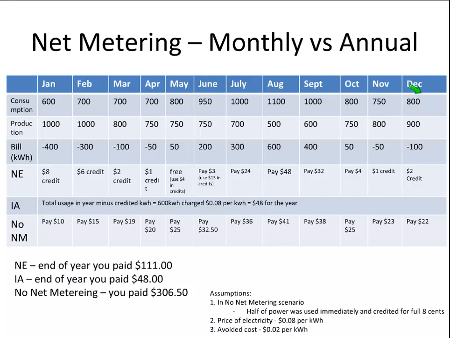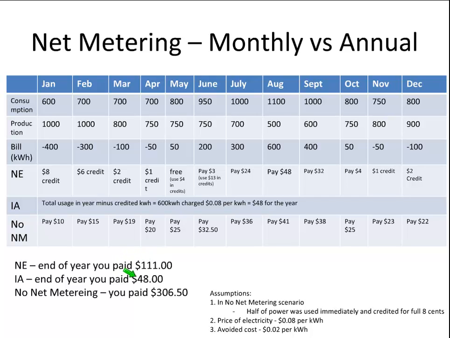So I did this little thing. I'm not going to try to explain this in great detail, but basically what I have is consumption and production over a year period for a fictitious house, and then three different net metering policies, and what would I pay. So I have Nebraska's net metering policy, Iowa's net metering policy, and no net metering policy. And to explain this, in the end, if I had Nebraska's net metering policy and I had these numbers, I would end up paying $111 for electricity total for the year.